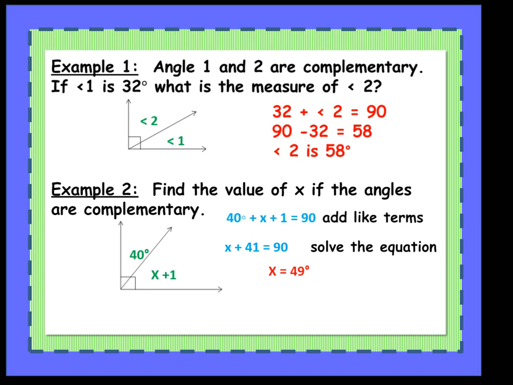Now, an important thing to remember is all we did was solve for x. We did not solve how much this whole angle is right here. In order to do that, we would have to plug in for x. If you plugged in 49 for x right here, you'd get 49 plus 1 equals 50, which makes sense because 50 plus 40 equals 90. So make sure that you pay attention to what it's asking for. You need to pay attention if it's asking for x or if it's asking you to find the actual angle measure.